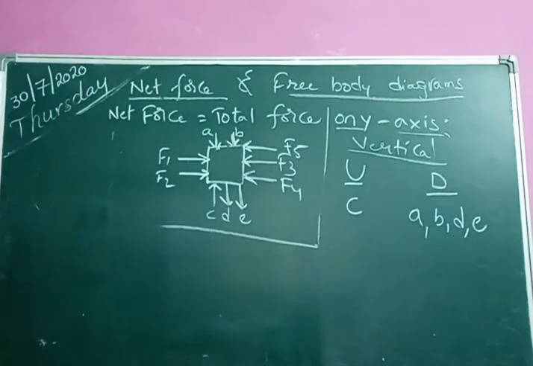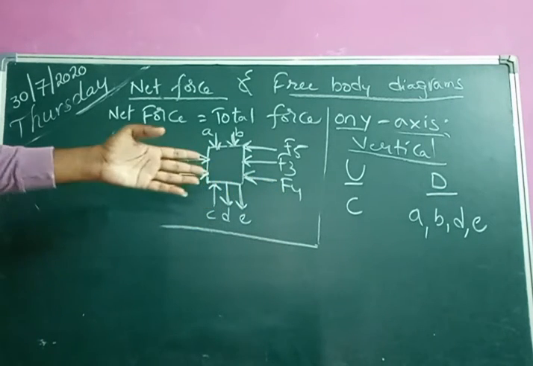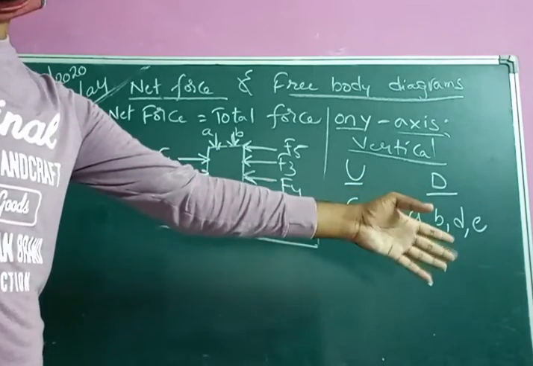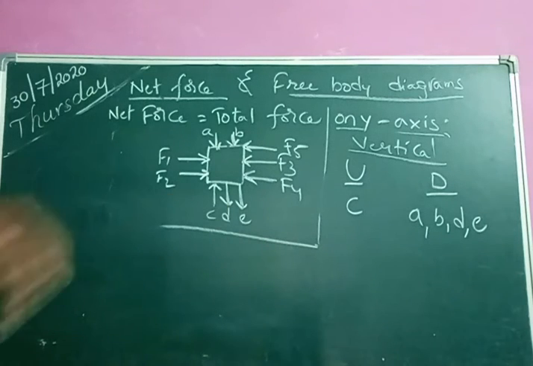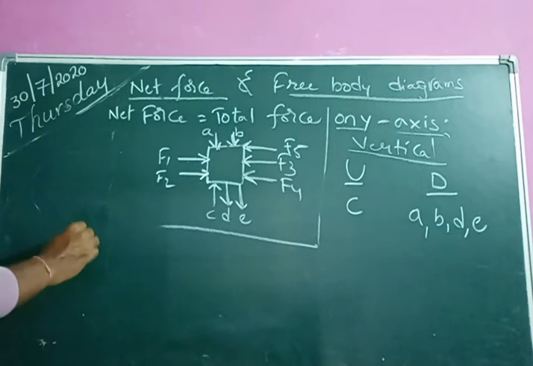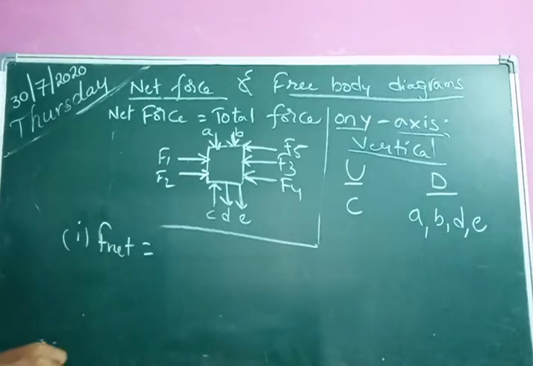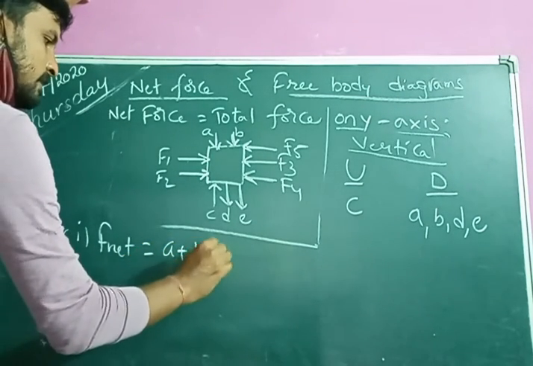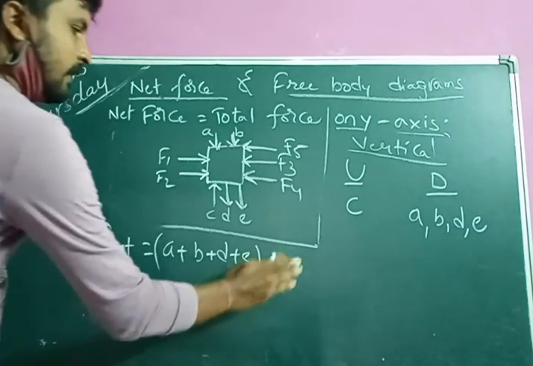So here also it has two cases. We don't know which force is greater. Maybe C is greater than A plus B plus D plus E, or C is lower than A plus B plus D plus E. So it also has two cases. Case 1: net force is equal to A plus B plus D plus E minus C.